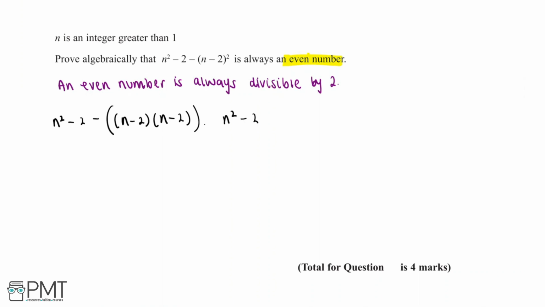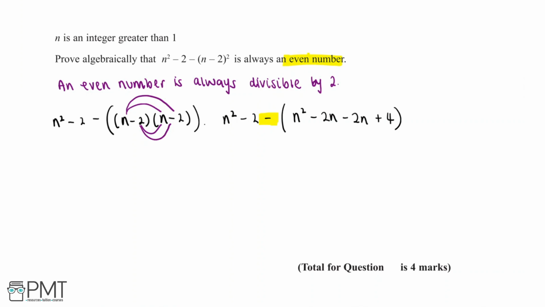N squared minus 2 minus, and then we have n multiplied by n equals n squared, and then we have n multiplied by minus 2, which is minus 2n, then n multiplied by minus 2 again, we have another minus 2n, and finally we have minus 2 multiplied by minus 2, which is plus 4. So now we need to be really careful with this minus over here, because we can't just say n squared minus 2 minus n squared minus 2n plus 4, because the minus changes the sign.